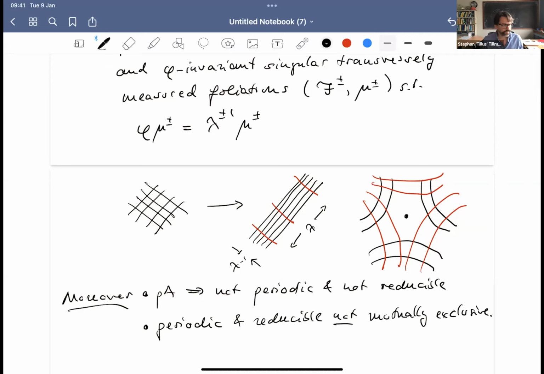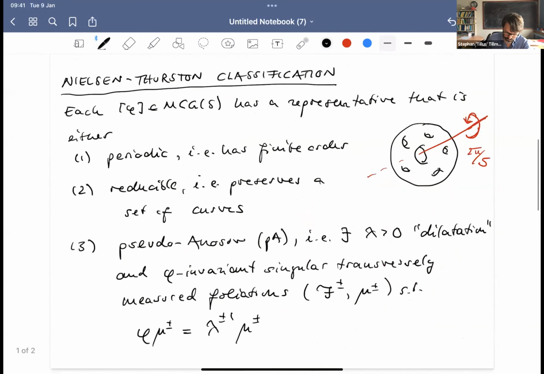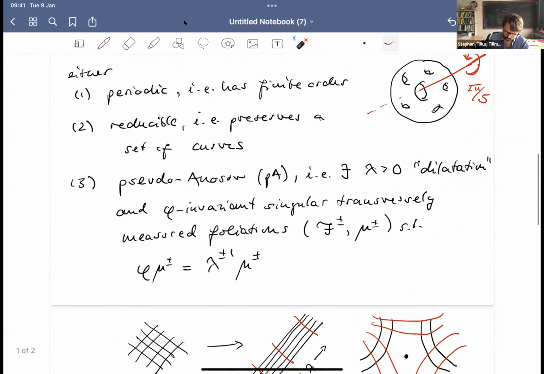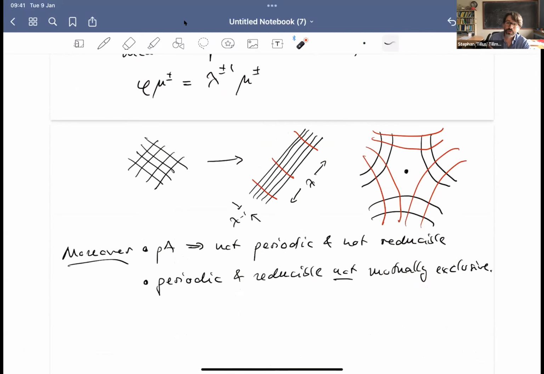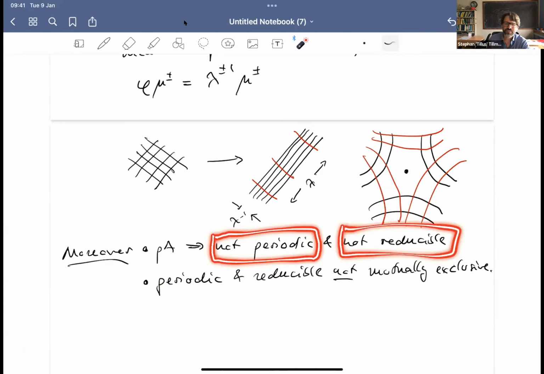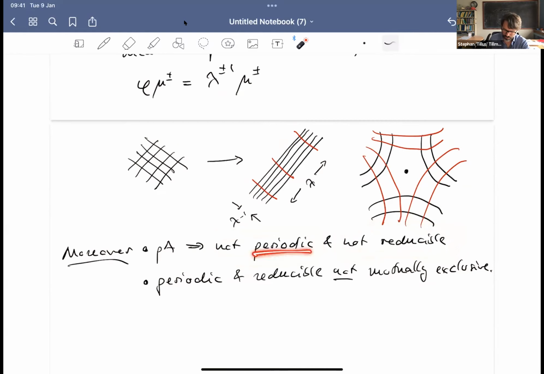Okay. Are there any questions about this classification, the Nielsen-Thurston classification? So could you explain again what pseudo-Anosov means? Yeah. So one quick way of saying it is you're pseudo-Anosov if you're not periodic and not reducible. So you're not of finite order, you have infinite order, and there's no invariant set of curves on your surface.